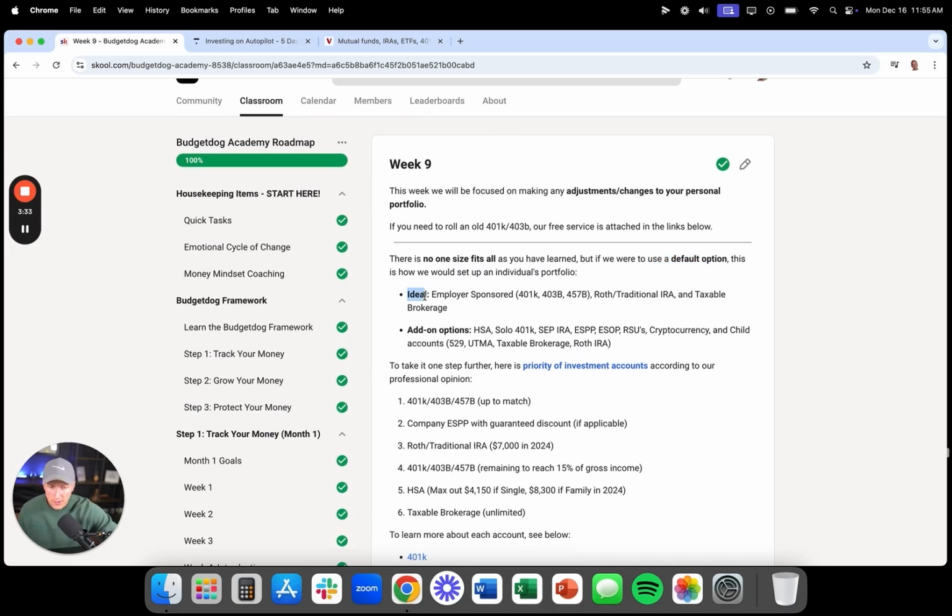My ideal scenario would be an employer-sponsored plan of some sort, depending on what line of work you do. It might be a 401k, it could be a 403b if you're a teacher, maybe a 457b, maybe even a TSP if you're in the military.